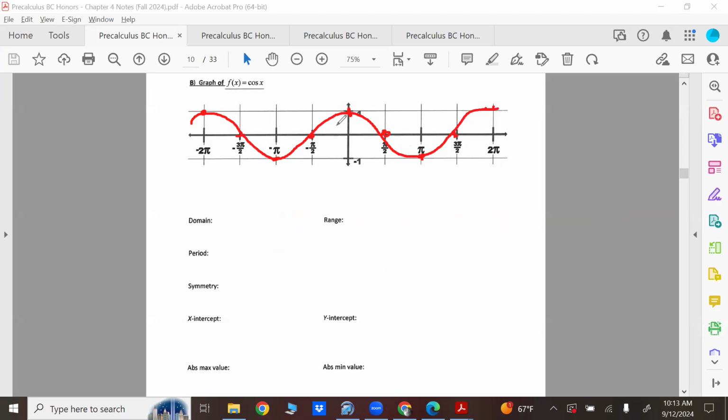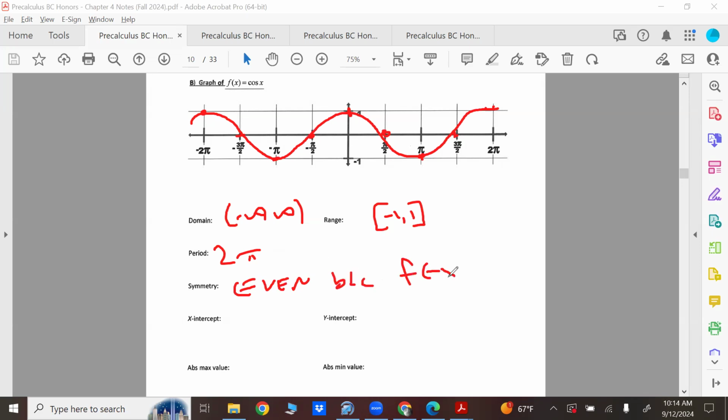Yeah, it's actually pretty good doing freehand with the mouse. Okay. Domain, is it still the same? Yep. Range still the same? Yep. Period, still the same. Symmetry is different though. It's even. See how the y-axis cuts it in half, right? Also, that's because f of -x is just f of x straight up, right?